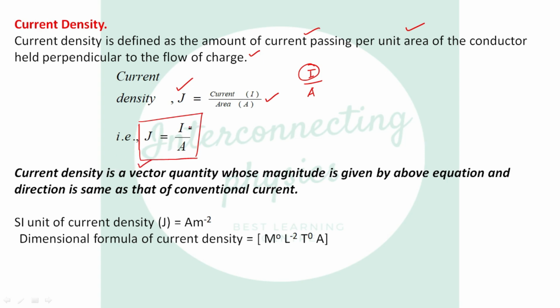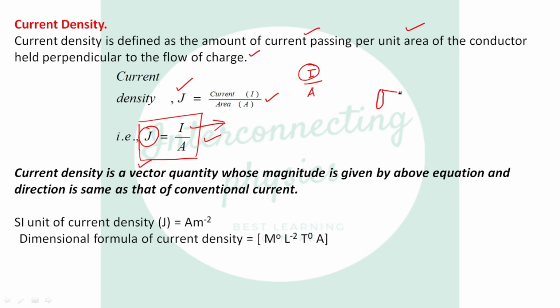We know that current is a scalar quantity, but current density is a vector quantity whose magnitude is given by this equation, I divided by A, and the direction is the same as that of conventional current. Okay, what is conventional current? In the last video I told you, again we will repeat it.